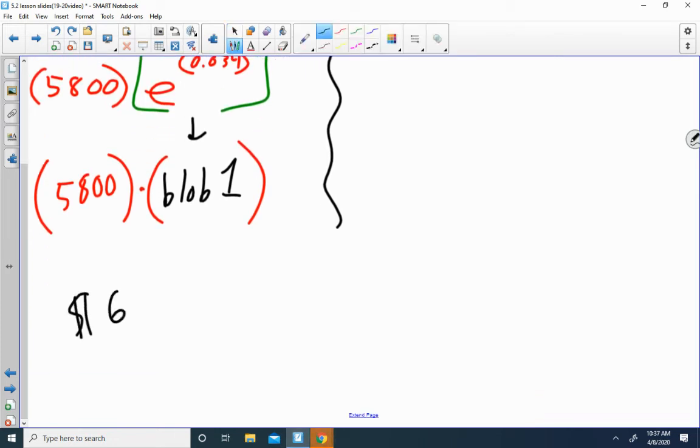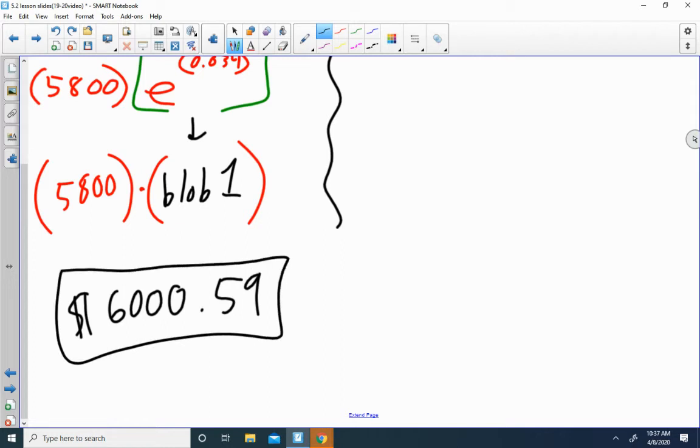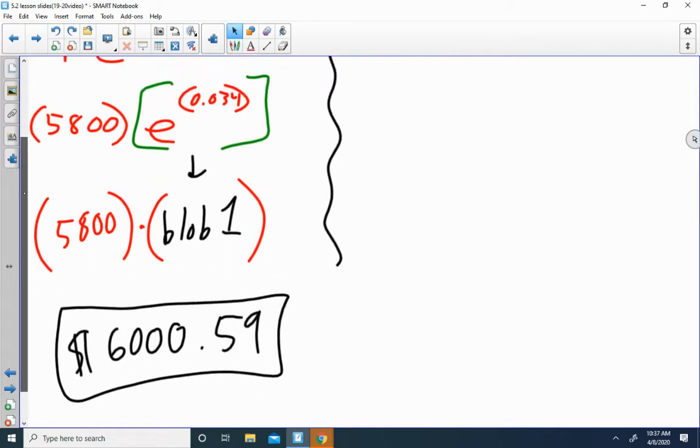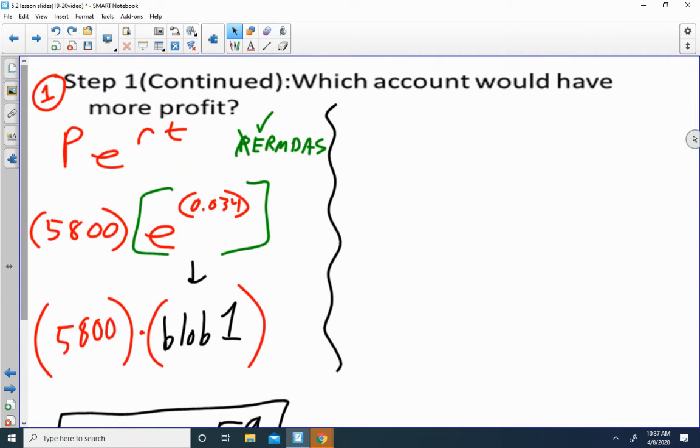The amount of money we made from here is $6,000.59. Okay, that's for account 1. Now let's do some plugging and chugging for account number 2.